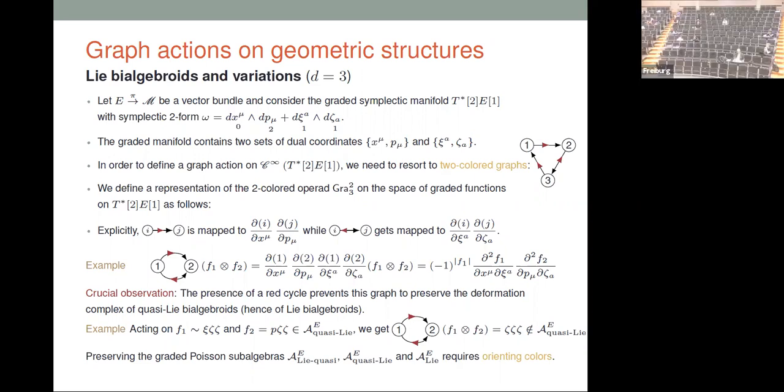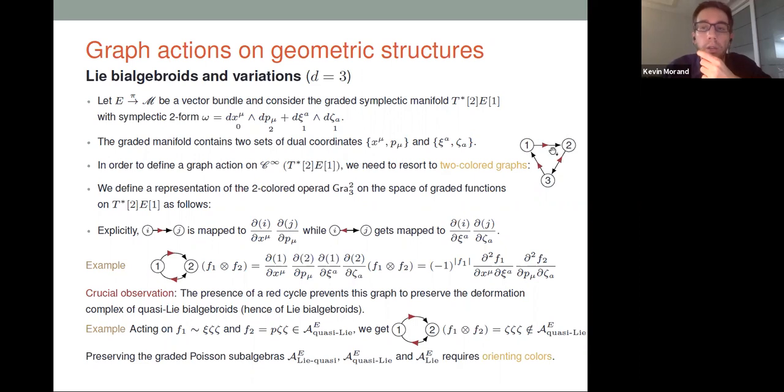Thank you for mentioning it. And the other thing is, I don't understand why Lie bialgebroids should be two colors, while quasi-Lie bialgebroids is just one color. Right. So both of them should be two colors. The difference is in the number of oriented colors, right?